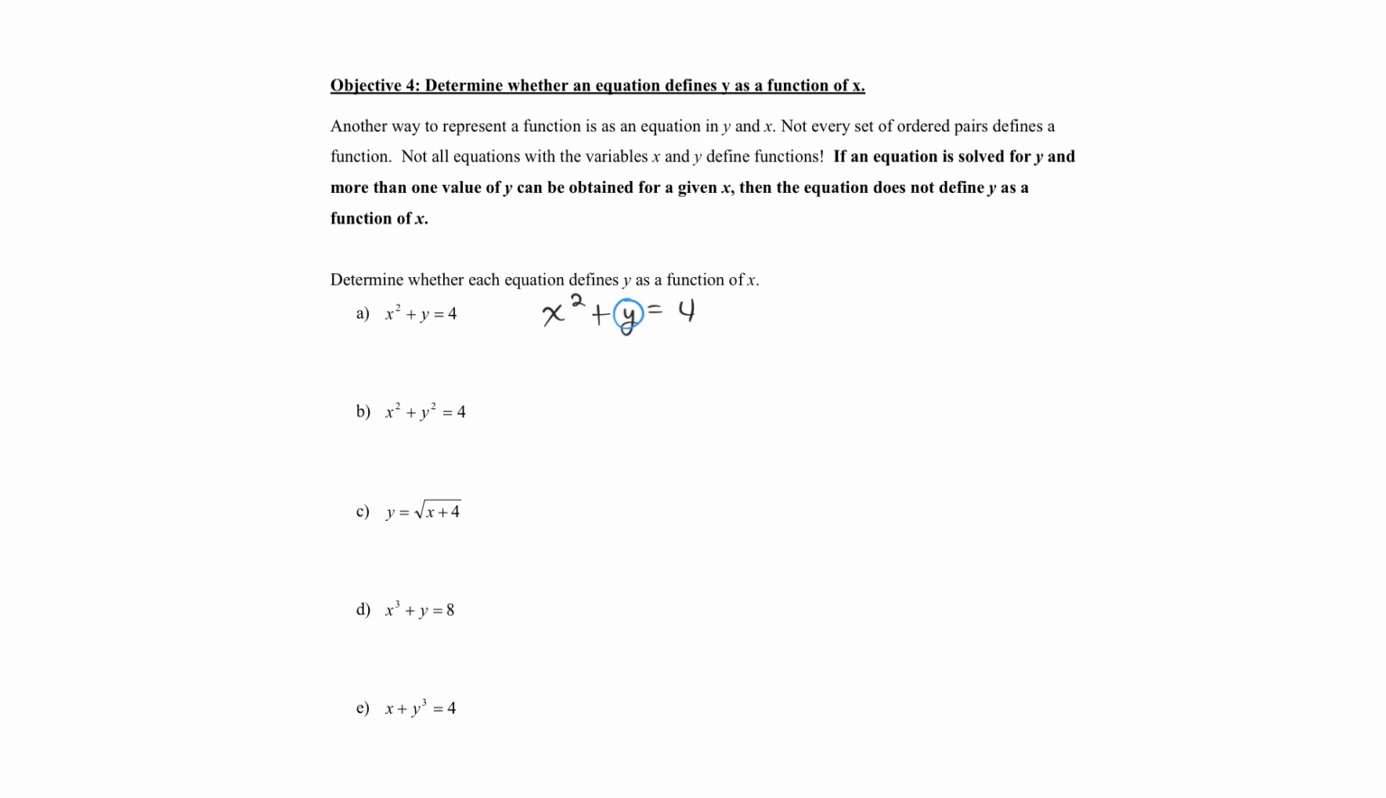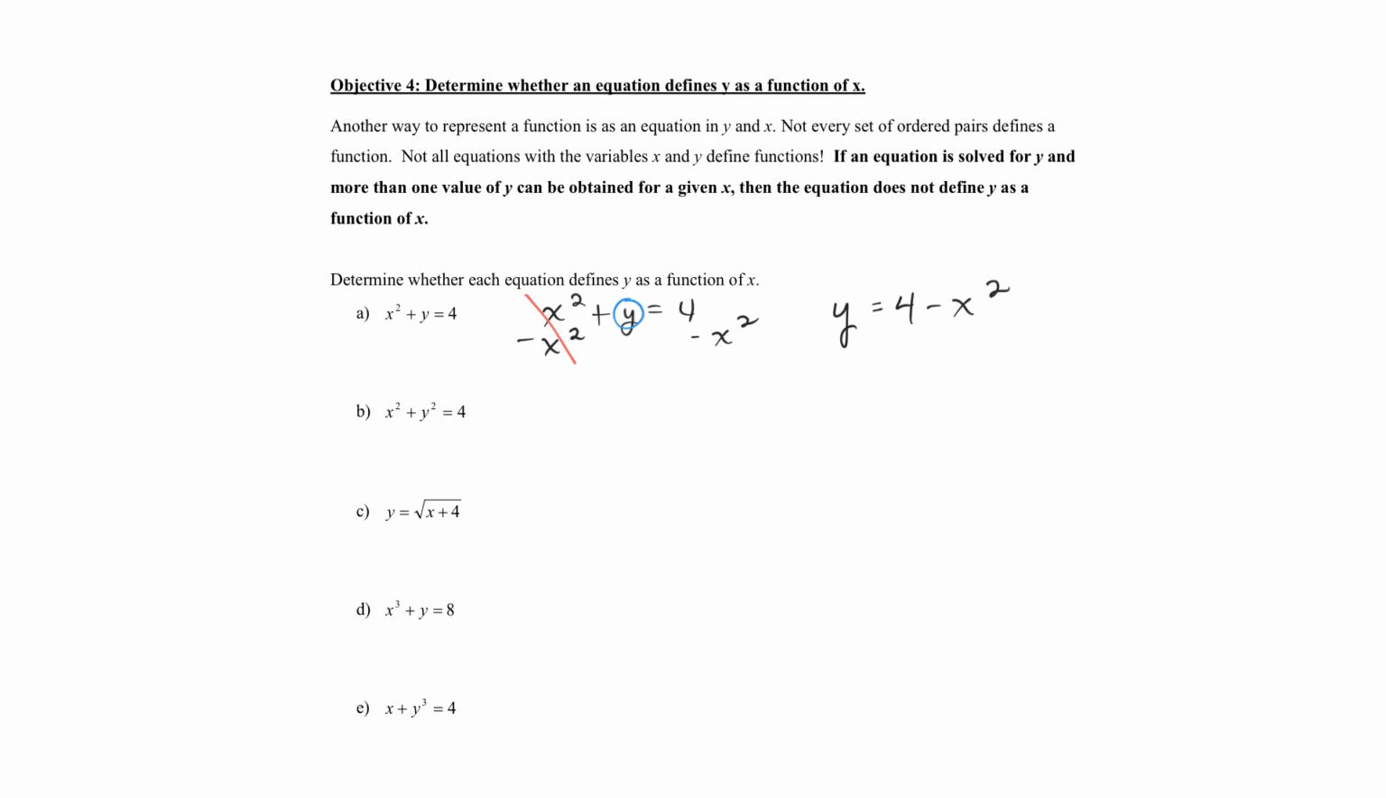I just need to subtract x squared from both sides. And if I subtract x squared from both sides, it's going to add to 0 on this side. So I'll go ahead and write it out. We're going to subtract x squared from this side, and we're going to subtract x squared from this side. These are going to add to 0. And I'm going to end up with y equals 4 minus x squared.